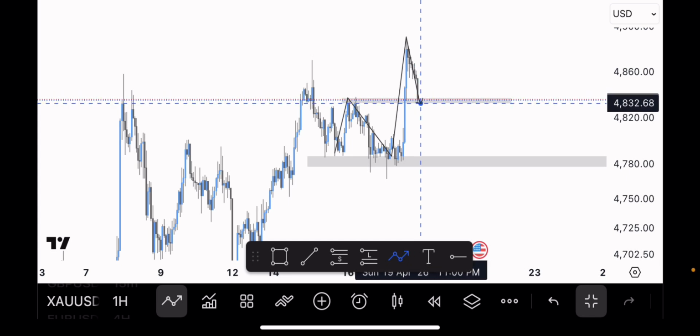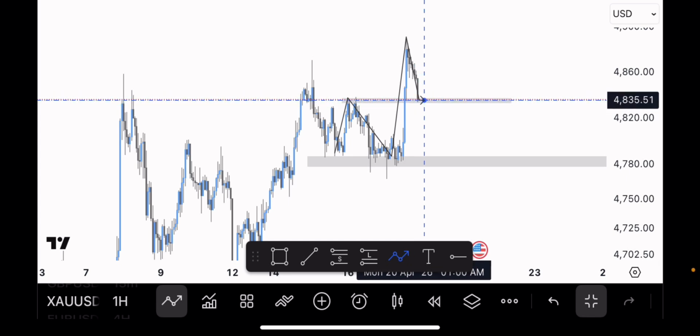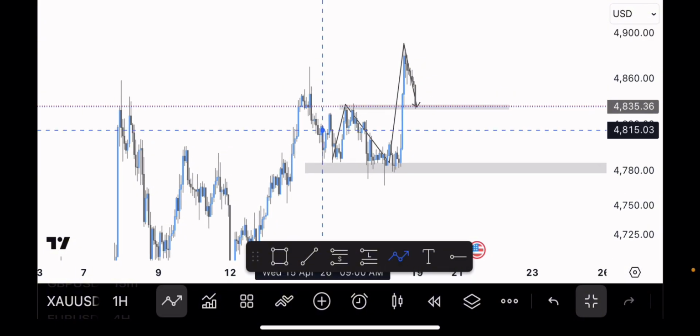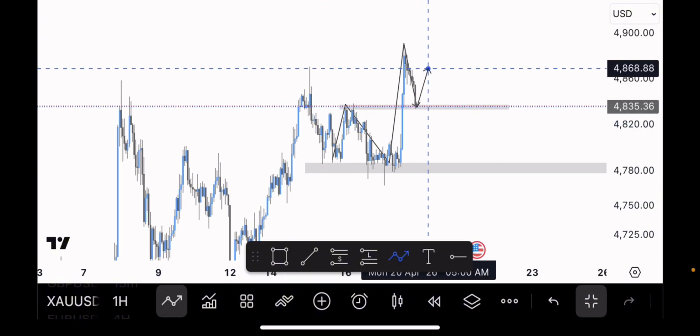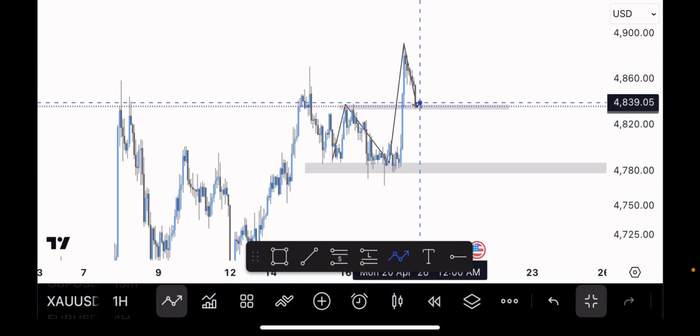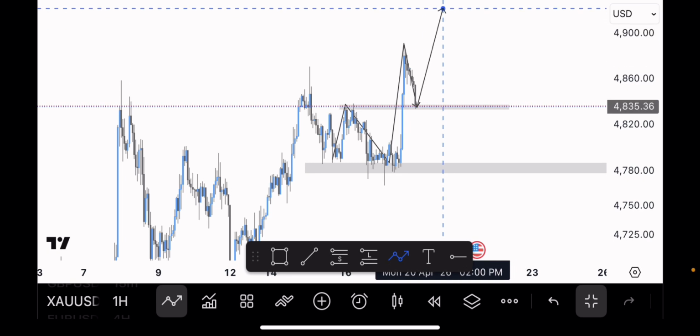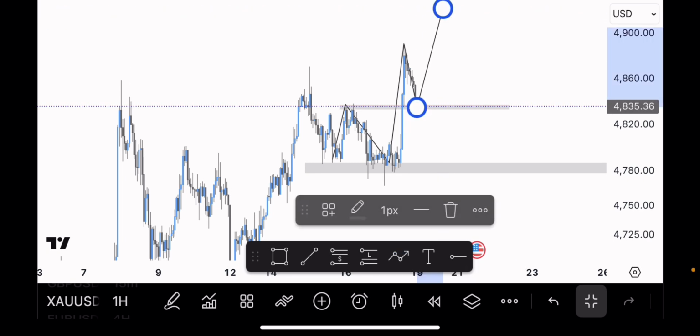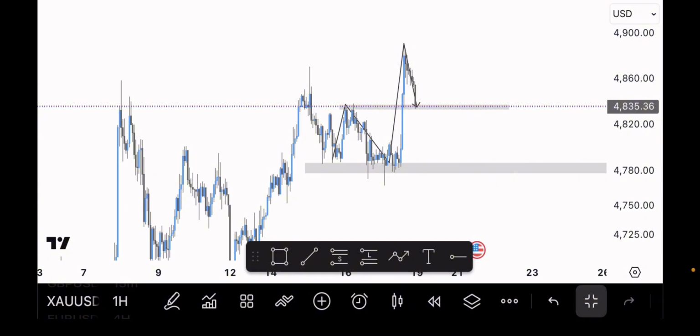So once the market gives us a clear confirmation of the uptrend, we are going to expect the market to continue its bullish structure. So we are going to take our buy at this level, to continue going to the upside. So this was the breakdown on how to trade XAUUSD and GBPUSD this week.